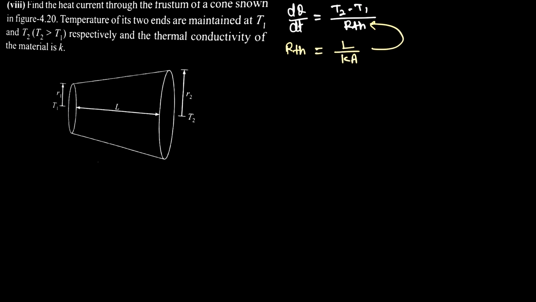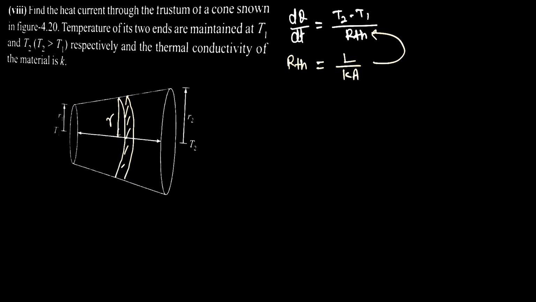So I'll select one element over here and let's say the radius of this element is r. If I draw this diagram over here, I can say this one is r2 minus r1. This length is r2 minus r1 and this radius is r. So this length is r minus r1, and we know this length is x, it's given.